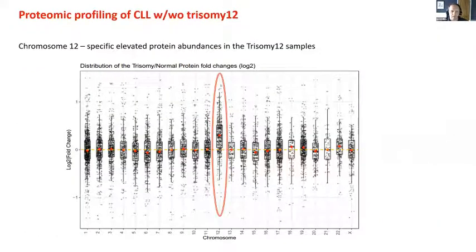However, if we zoom in and look at the log ratio, so if we look at the protein changes sorted by chromosome, then the story looks a little bit different. So this plot shows the log fold change for the proteins separated out by chromosome for the trisomy 12 patients divided by the cytogenetically normal patients. And I think what you can notice is that all these ratios are centered around 0 for all chromosomes, with the exception of chromosome 12, which shows actually a substantial increase in the trisomy 12 patients.